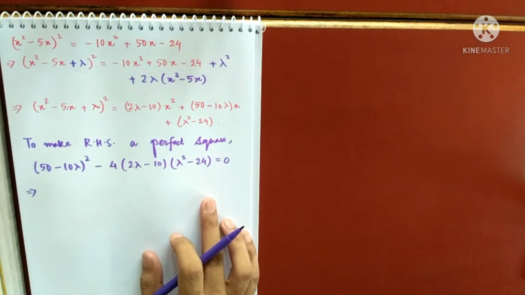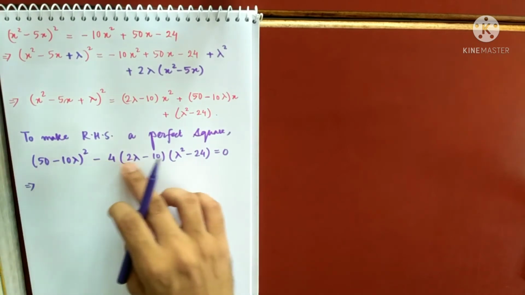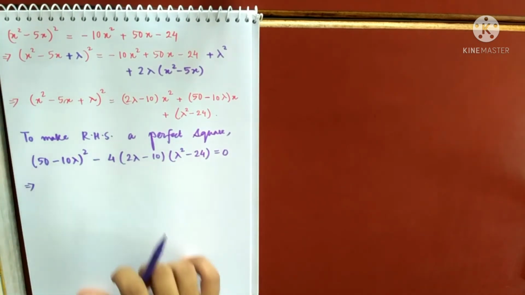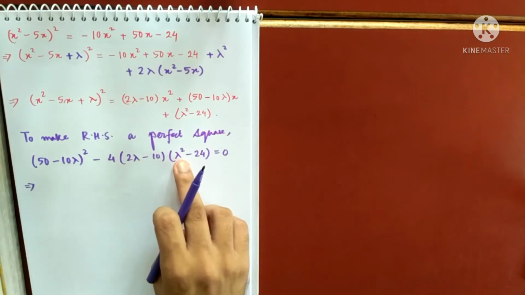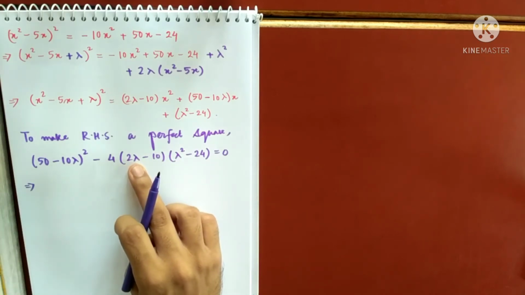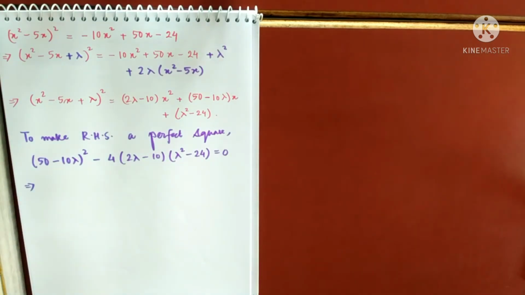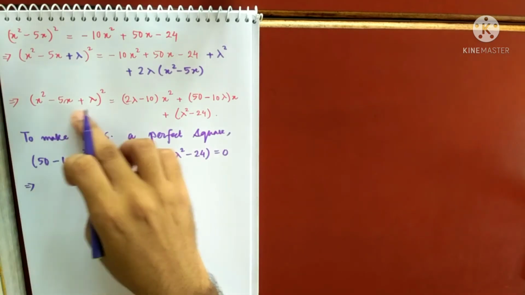Now somebody can ask, sir, what if all the roots of lambda are imaginary? No, this will always be a cubic equation. You see, lambda square into lambda will become lambda cube, and a cubic equation always possesses a real root. So one real root of lambda is guaranteed. With that real root, we can express this as a perfect square.